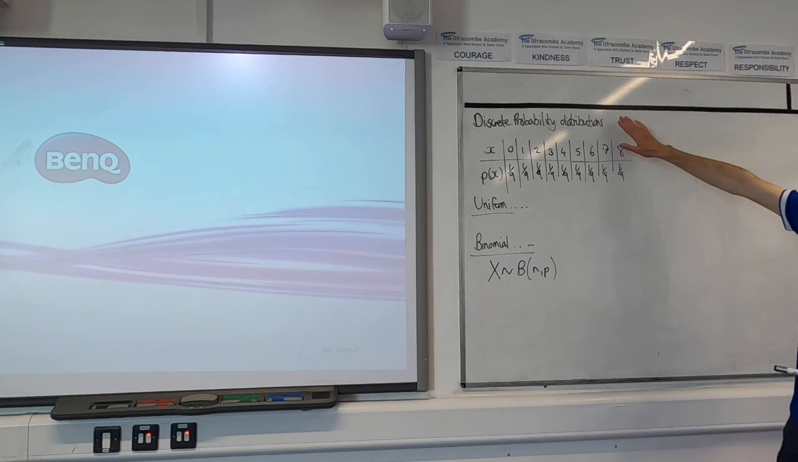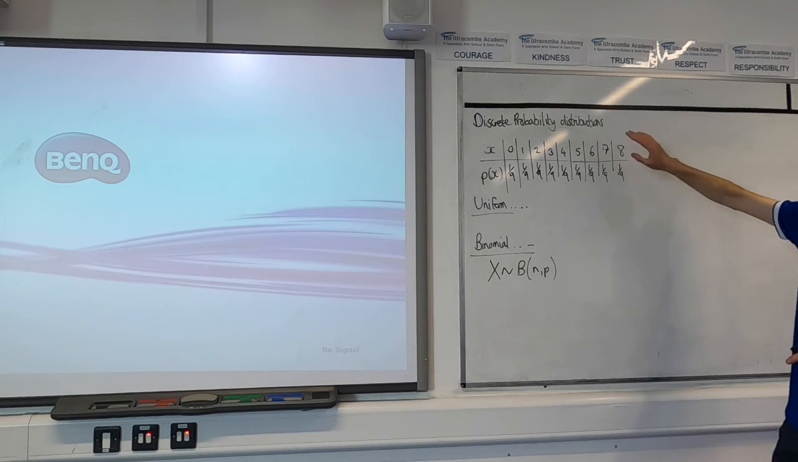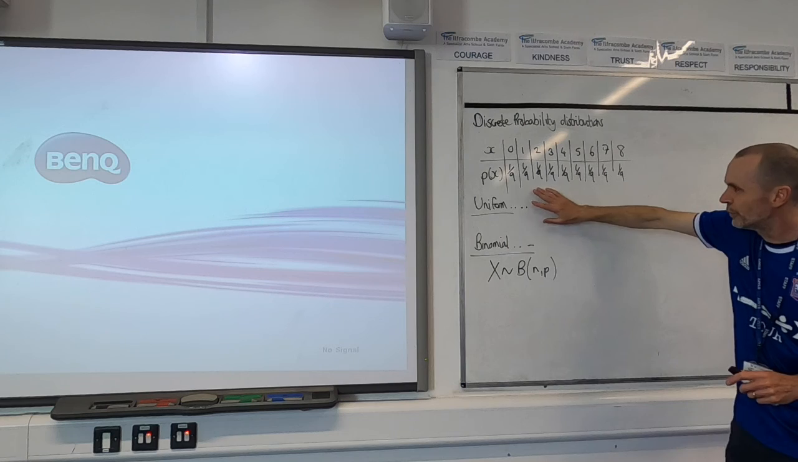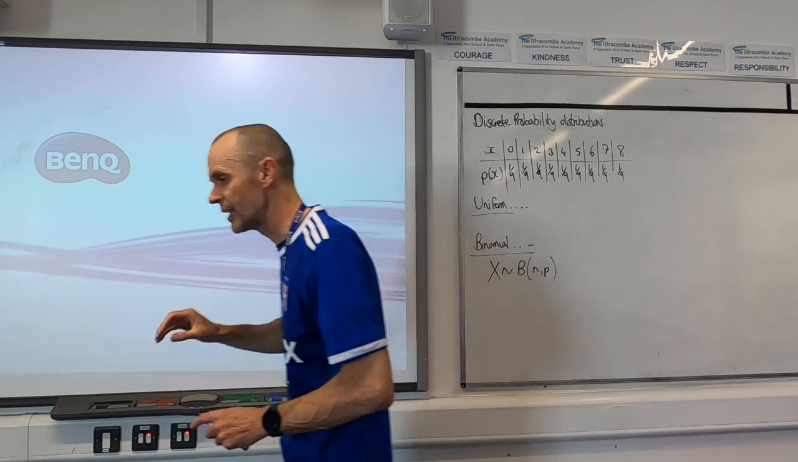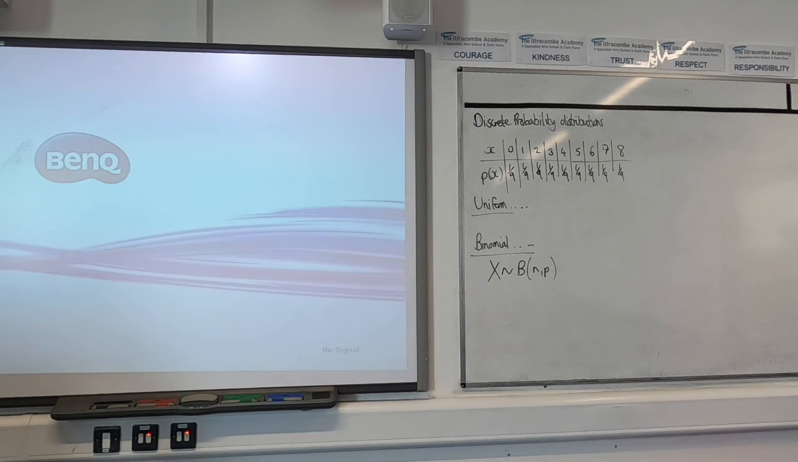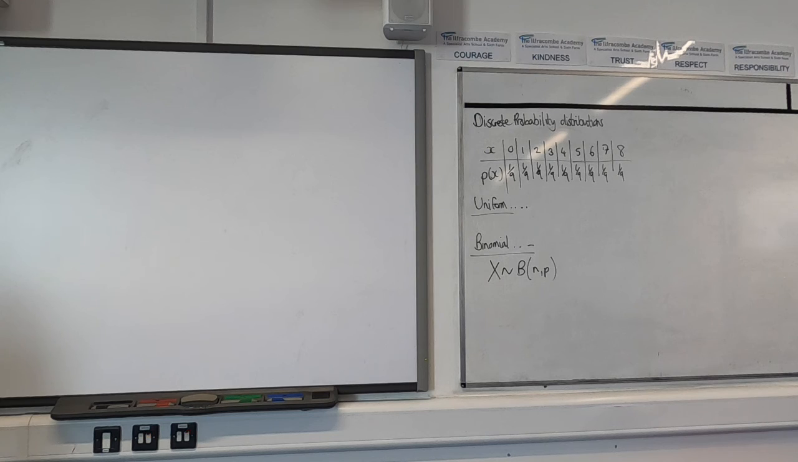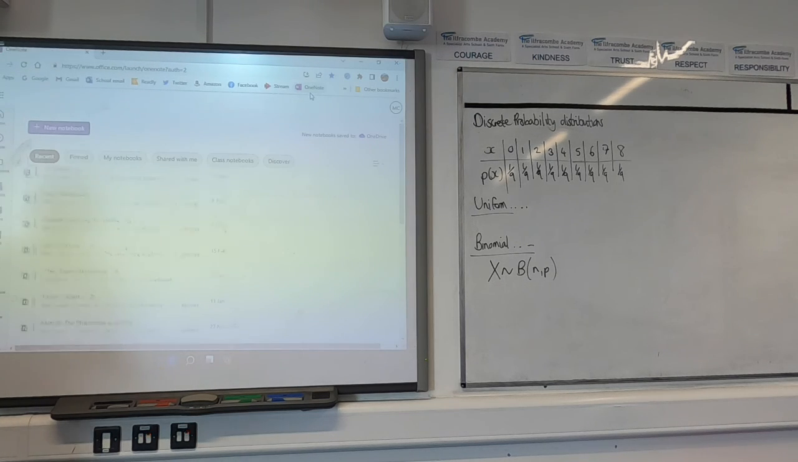So probability distributions are just a description of the probability of a number of different events. A uniform one is where all the probabilities are the same. The binomial is a special case where we are doing something a repeated number of times, and each time we do it, this is the probability of success. Right.